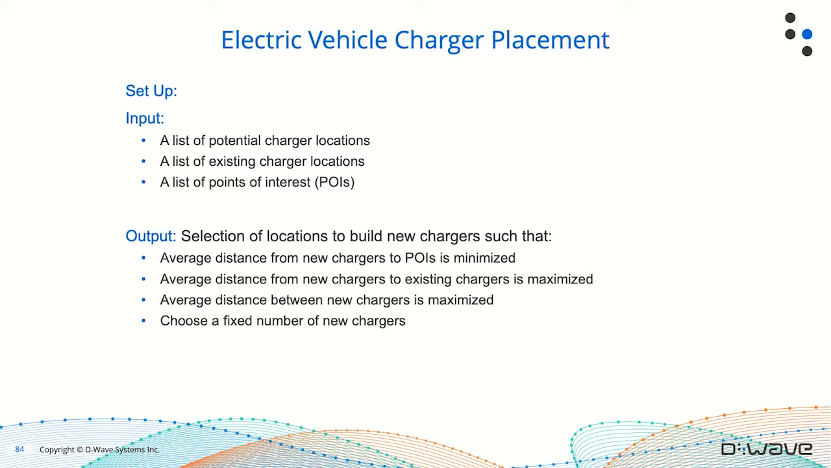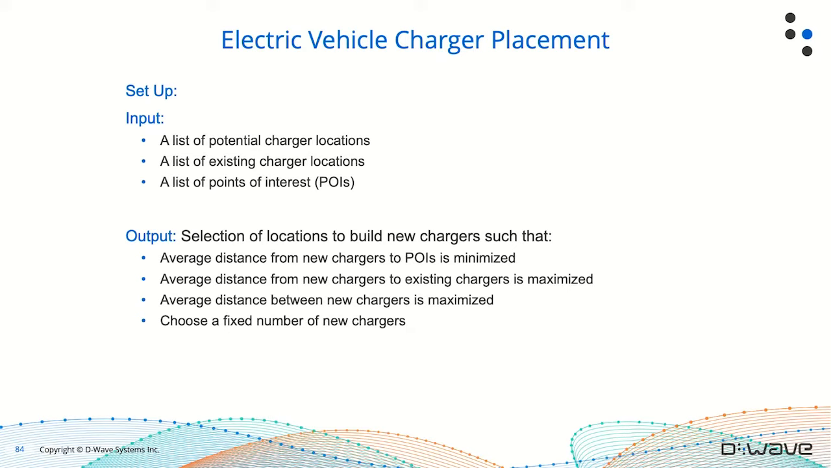And this problem, the setup: we have a list of potential charger locations on a map, a list of existing charger locations on a map, and a list of points of interest. What we want is for the system to return to us where I should build my new chargers. Which of those potential electric vehicle charger locations should I build in? And what we want to take into account is that we want to minimize the average distance from the new chargers to the points of interest.